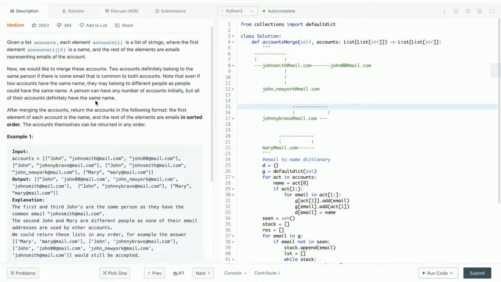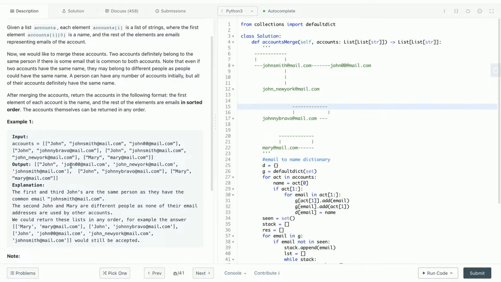Note that even if two accounts have the same name, they may belong to different people, as people could have the same name. A person can have any number of accounts initially, but all of their accounts definitely have the same name. After merging the accounts, return the accounts in the following format. The first element of each account is the name, and the rest of the elements are emails in sorted order. The accounts themselves can be returned in any order.